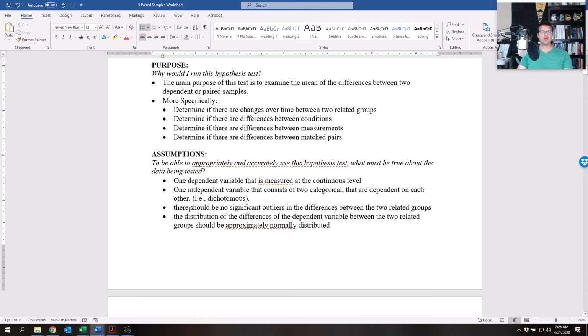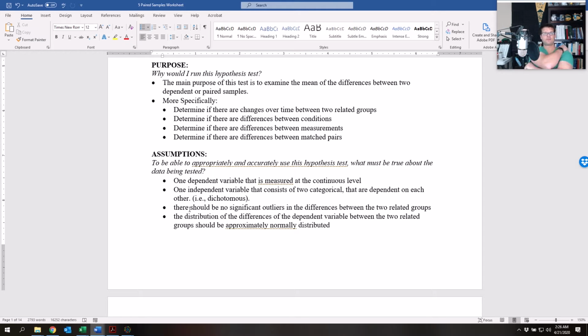Assumptions. To be able to appropriately and accurately use the hypothesis test, what must be true about the data being tested? We've got to have one dependent variable that's measured at a continuous level. Once again, we're dealing with continuous level data. And then one independent variable that consists of two categories that are dependent on each other, that are dichotomous.